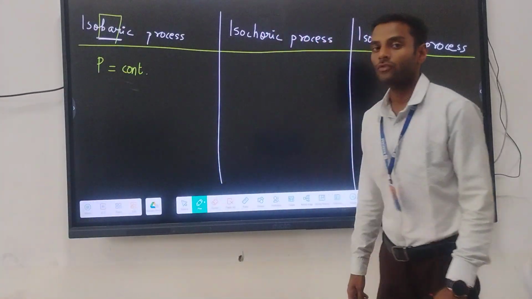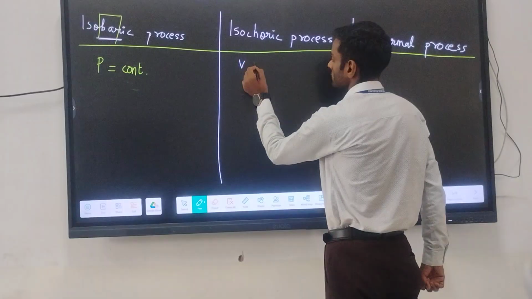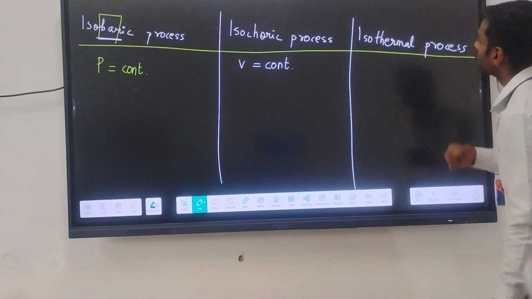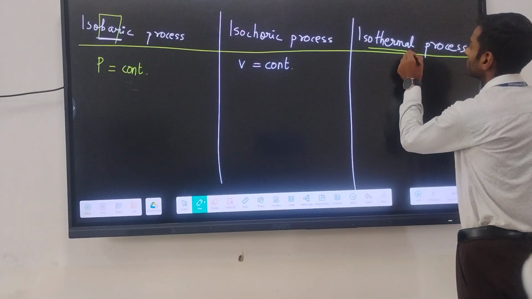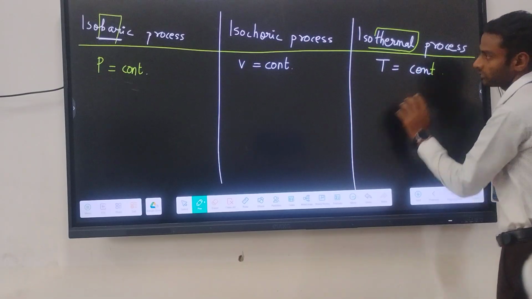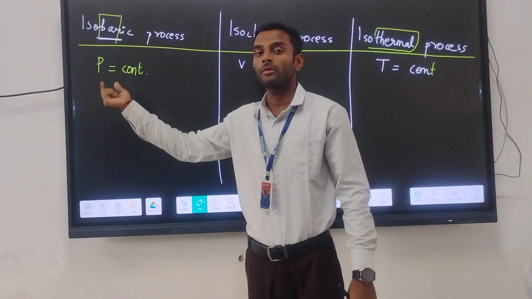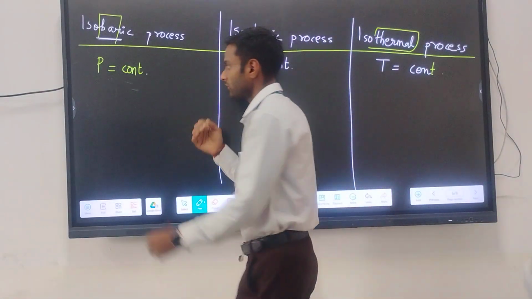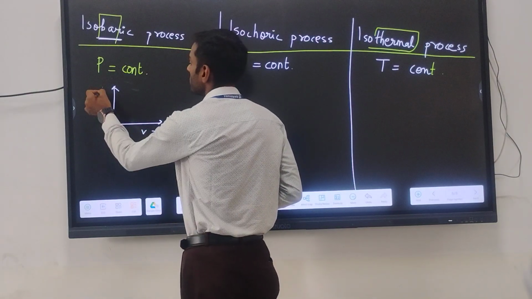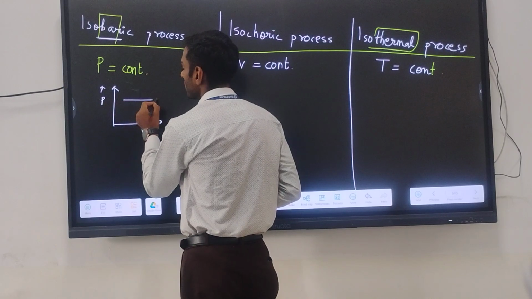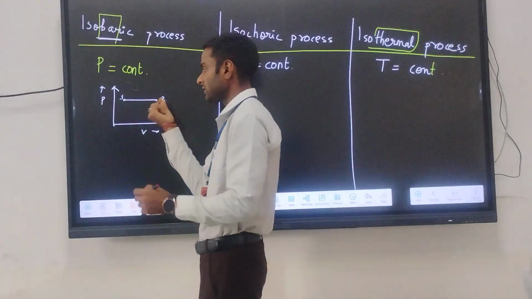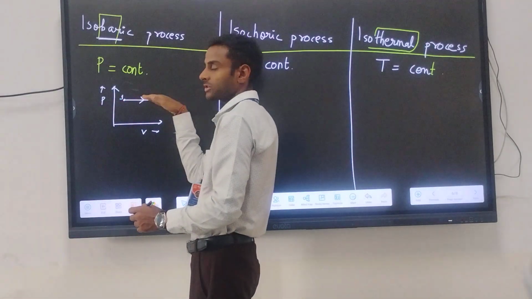Isochoric means your volume is constant here. And isothermal, T is equal to constant, means your temperature is constant here. Now for the isobaric process, pressure is constant. Suppose a piston gas works and changes state from 1 to 2, but it has to do so at constant pressure.